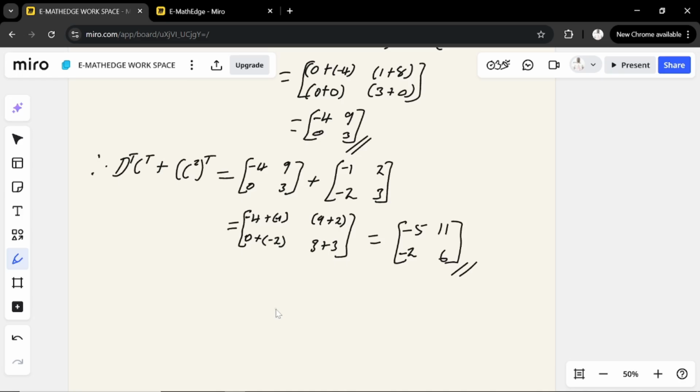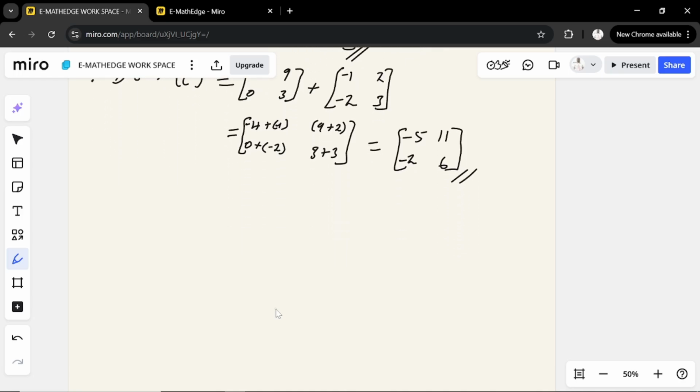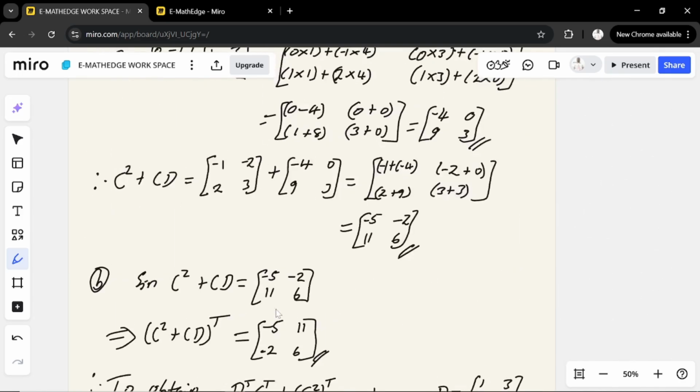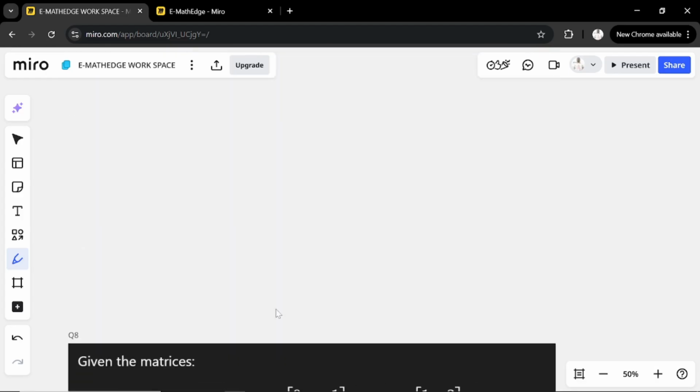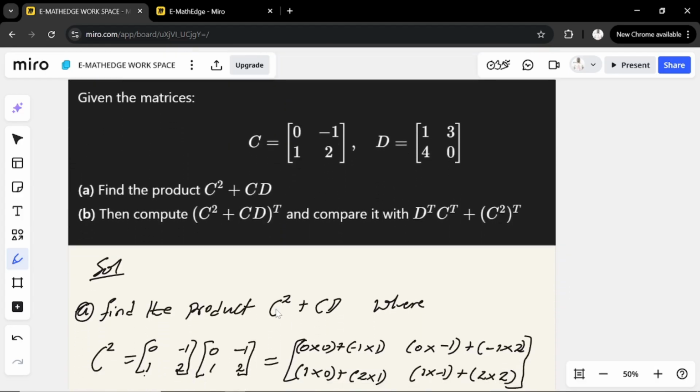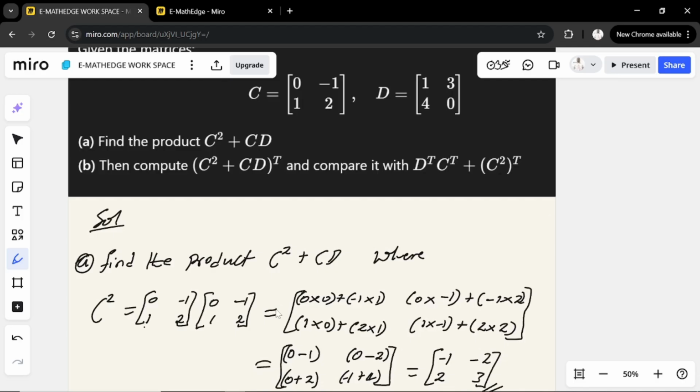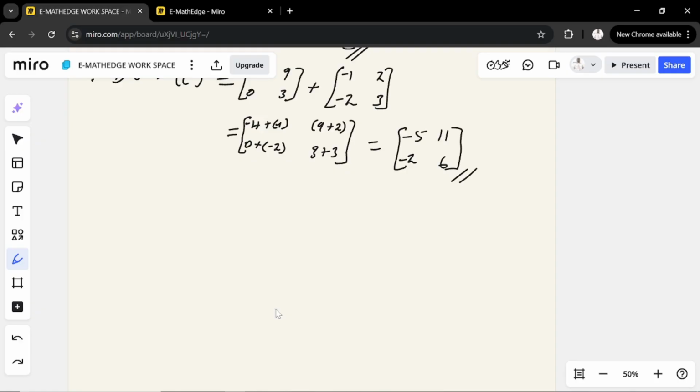Now, mind you, we were asked to compare, right? So let's go back to the question and see. The B part of the question says, compute this, which is the transpose of C squared plus CD, which we obtained in option A, and compare it with this. So we just solved this now.